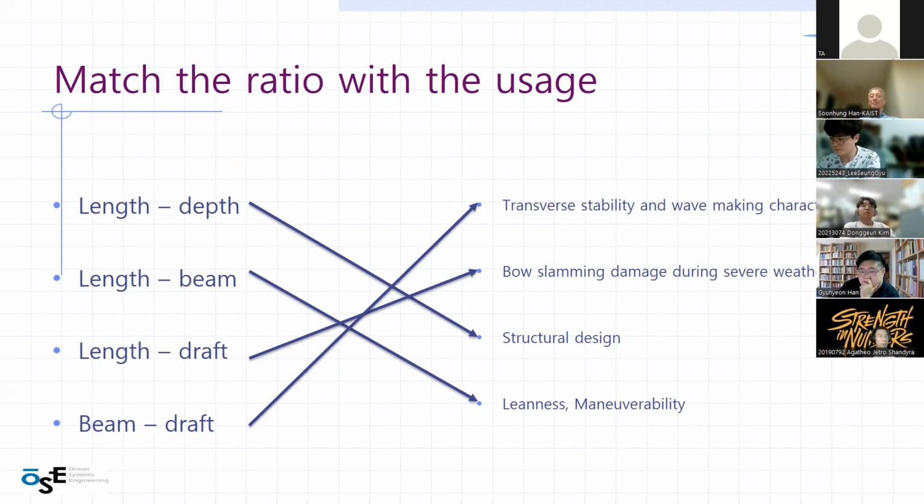Okay. So as Sangyu said, the length depth is connected to the structural design. The length beam is about the leanness and its maneuverability, especially for turning. And then the length draft is for the bow slamming damage, and the beam draft is the transverse stability.